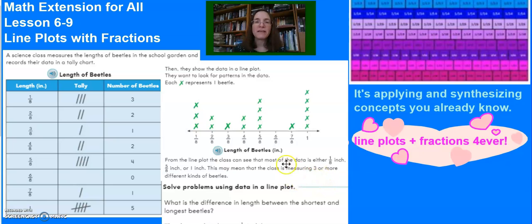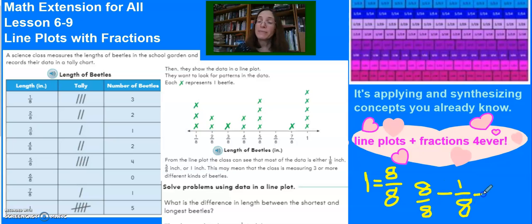So what's the difference in length from the shortest and the longest beetle? Well, let's see. The largest is 1 inch, and if I'm doing that in eighths, of course, the eighths version of 1 would be 8/8. And so the largest one is 8/8, and the smallest one over there is 1/8. And the difference is what we do when we subtract. We call the answer to a subtraction problem a difference. And we are dealing with eighths here, and it turns out that 7/8 is the difference. And this is in its simplest form.